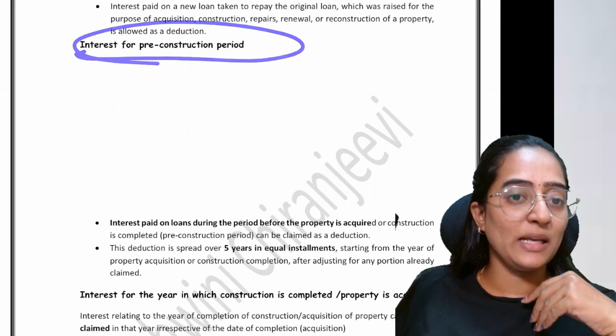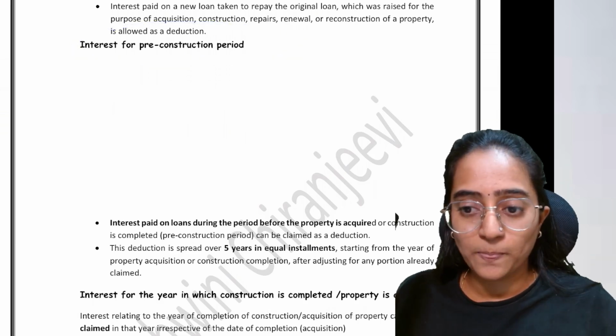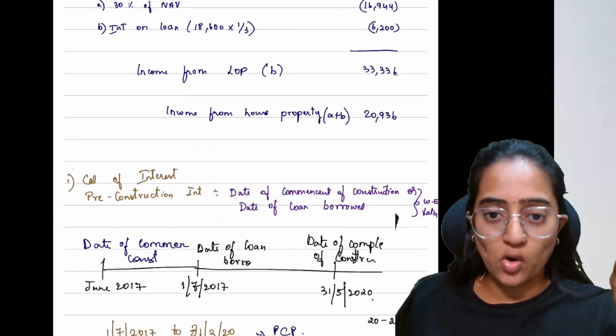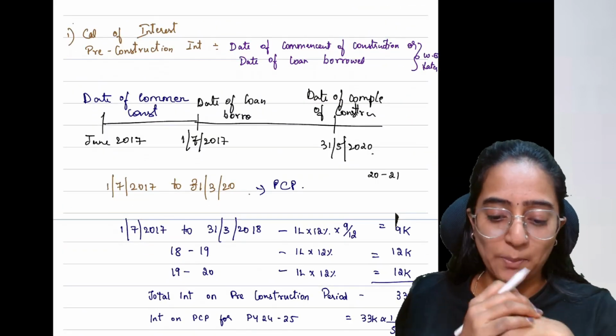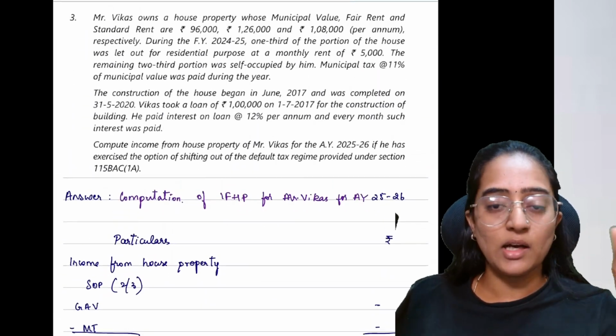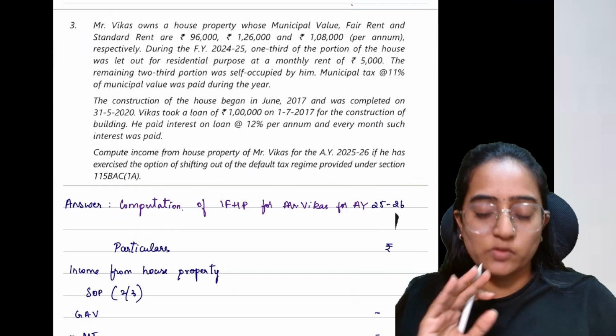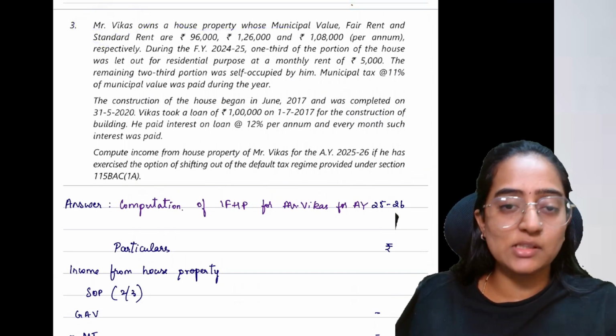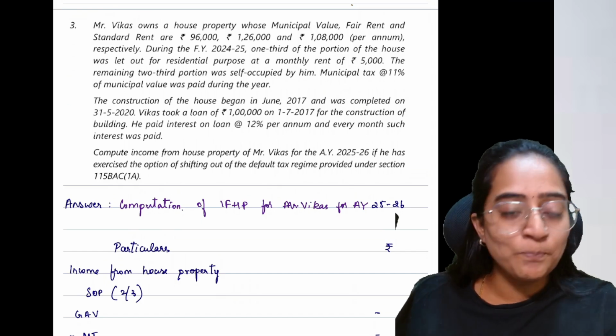See, we can understand this concept of interest on the pre-construction period with the help of this example. We'll take this question and clear the concept along with it, so that it becomes easy. Mr. Vikas owns a house property. This is a test your knowledge question from your material.